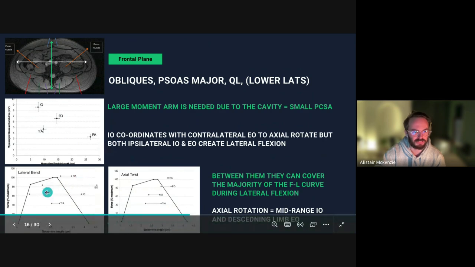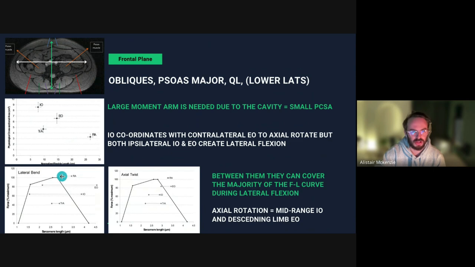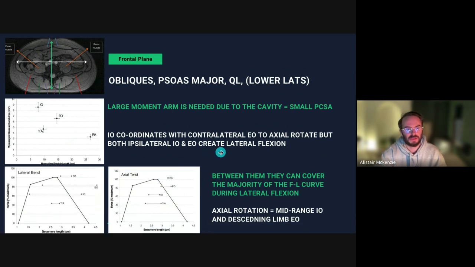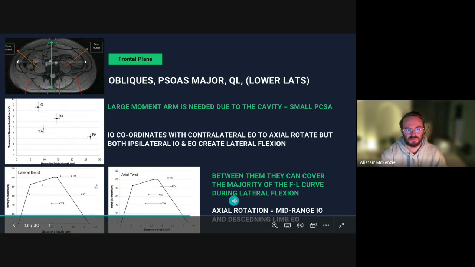And that shows here in the force length curve, where the internal oblique and external oblique cover the predominant part of the curve. Transabs works primarily in mid-range, and rectus abdominis works slightly in the outer range, which fits our idea. Then we look at axial twisting as well. The internal oblique and transabs, which connects through the lumbar fascia, will control in mid-range, and the external oblique will get into more resistance when it becomes slightly outer range to return it to that neutral position. So between them, they can cover the majority of the curve.